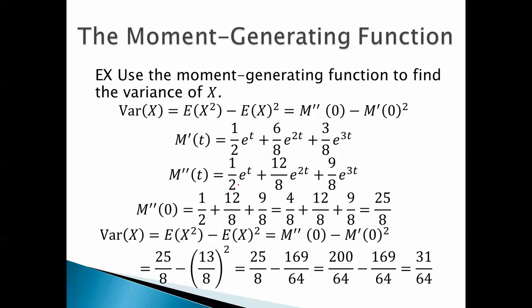m double prime of 0 plugs 0 into here, and m double prime of 0 turns out to be half plus 12/8 plus 9/8. In other words, 25/8. So the variance of x is going to be the expected value of x squared minus the expected value of x, squared. That's m double prime of 0 minus m prime of 0 squared. m double prime of 0, as we just saw a moment ago, was 25/8. m prime of 0, we calculated in the previous screen, that's 13/8. So it's 25/8 minus 13/8 squared. And if you do the math, that turns out to be 31/64.